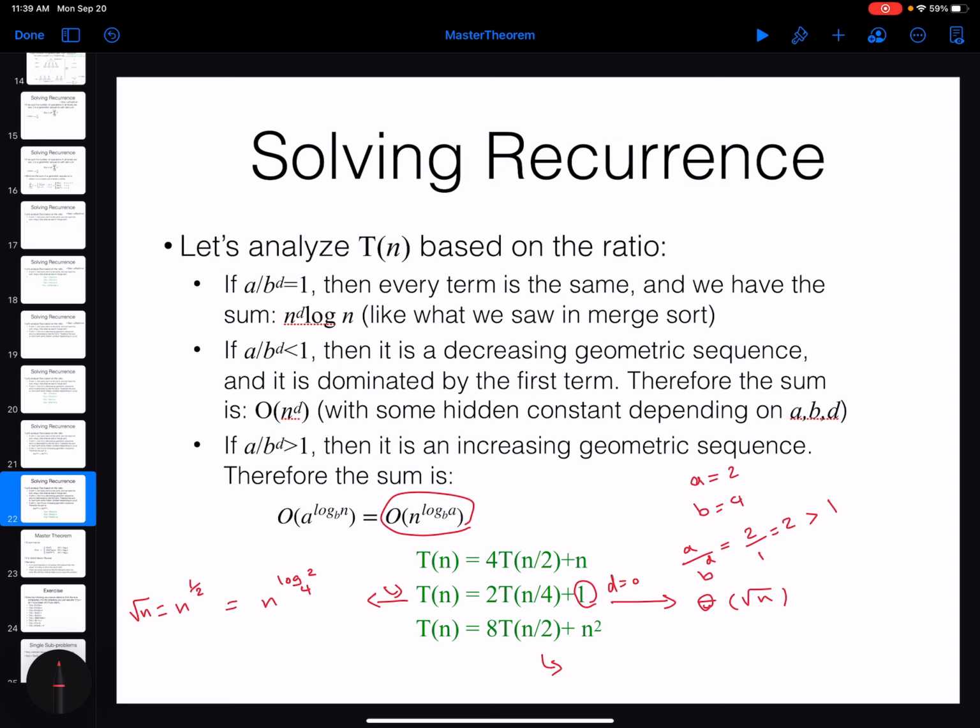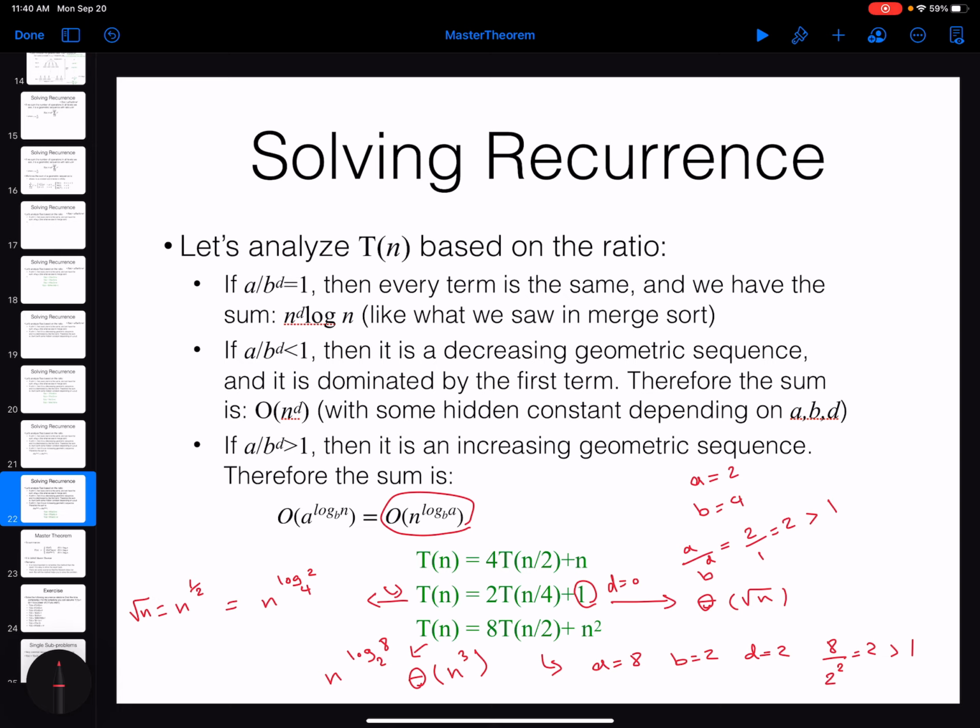Or for example, for this case, a is 8, b is 2, d is 2, and the ratio will be 8 divided by 2 to the power of 2, which is 2, greater than 1. So T of n will be n to the power of log of a, which is 8 in base 2. So this is going to be theta or O of n to the power of 3.